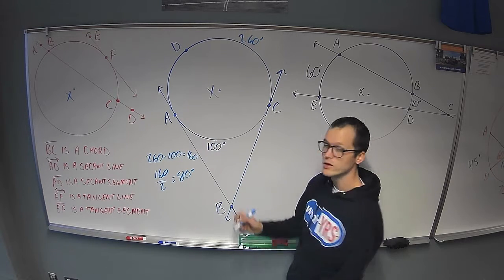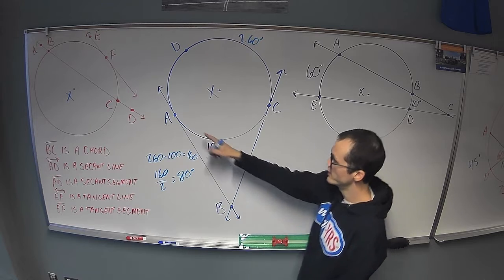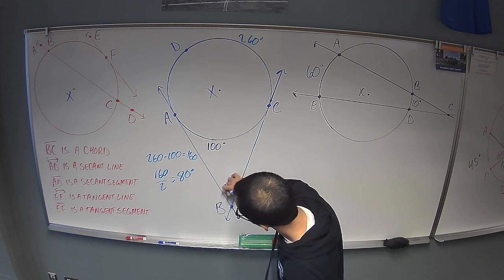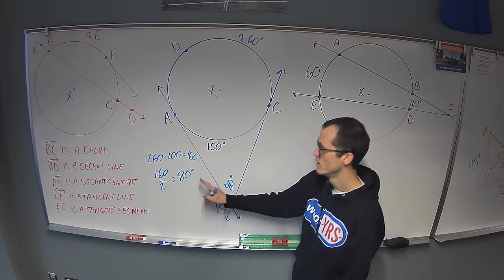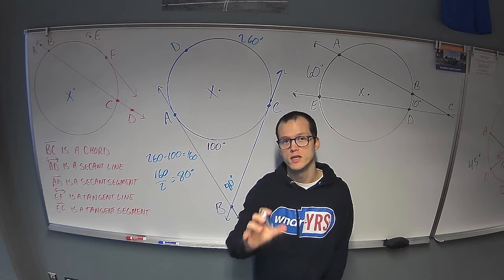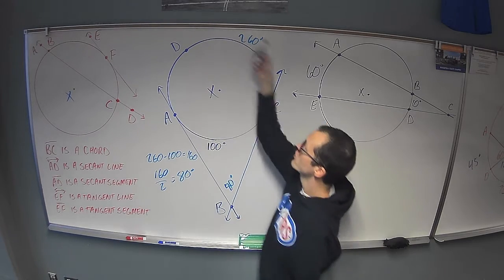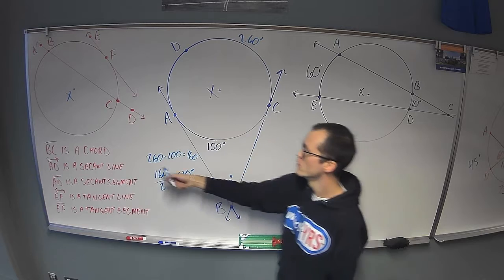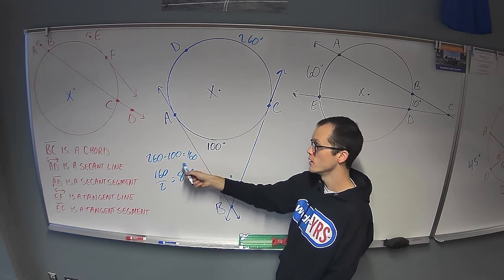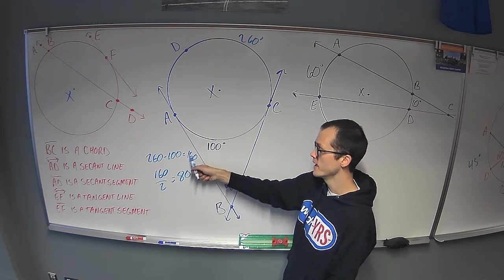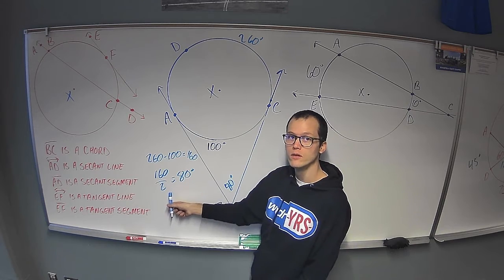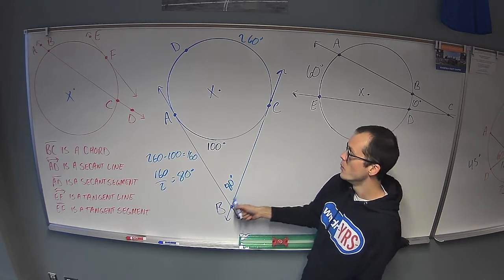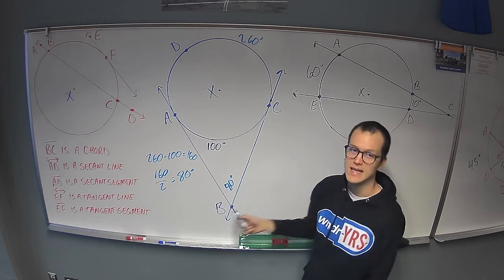This theorem says that the measure of angle ABC is 80 degrees. Again, a more detailed description is in the notes, but this is how to use it. Major arc minus minor arc, 260 minus 100, you land with 160. You take that 160, you chop it in half, and you get 80 degrees. My claim here is that the measure of ABC is 80 degrees.